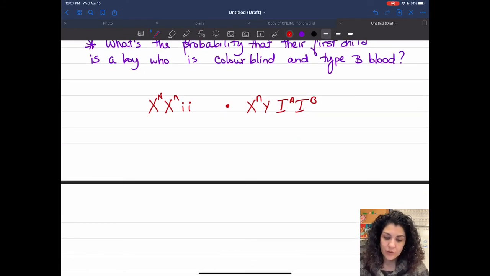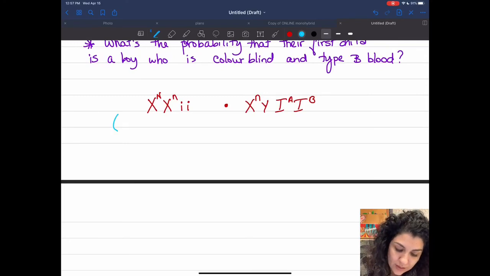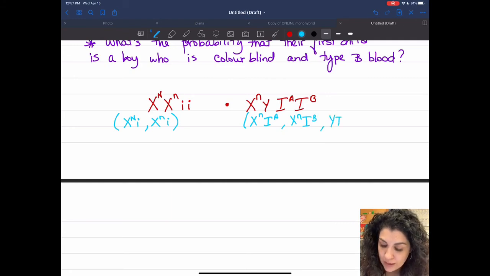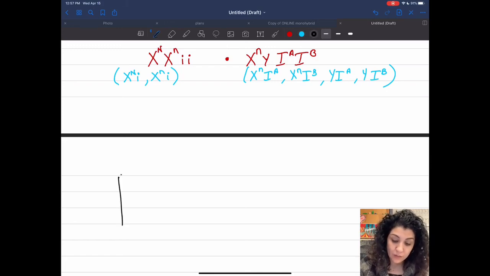And I want to know the probability that their first child will be a boy who is colorblind and type B blood. So what I can do is make my gametes. In this case, the woman can have X^N i or X^n i. Those are the only 2 possibilities. Whereas with the man, we're going to have X^N I^A, X^N I^B, or Y I^A and Y I^B.